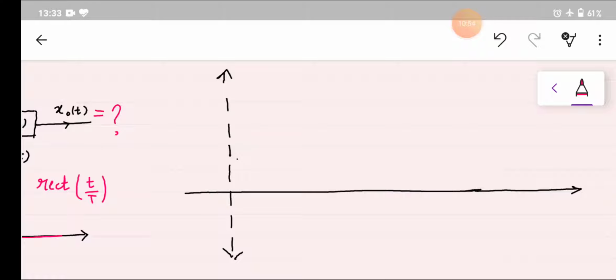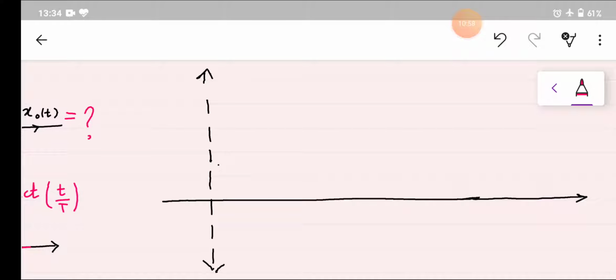First, if we have a continuous time signal like this signal, this is our xt.